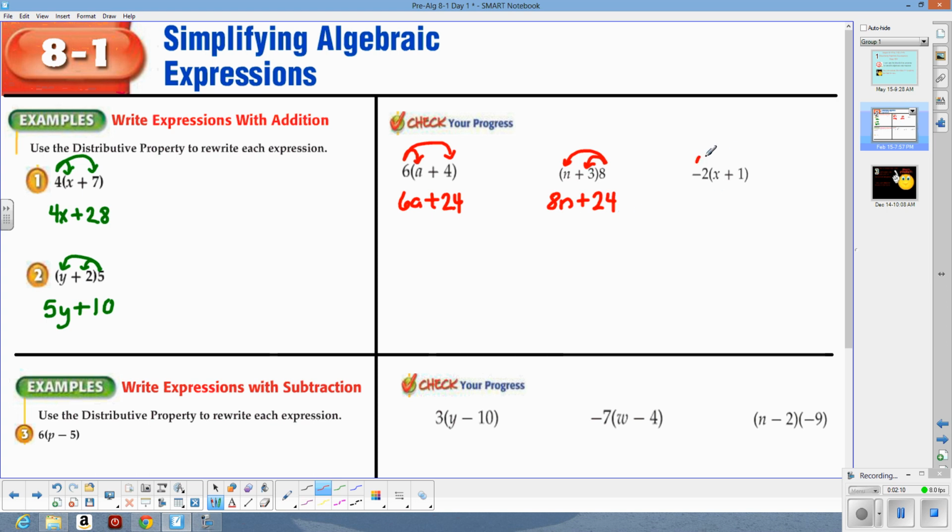Now negative 2 times x is negative 2x. And negative 2 times a positive 1. A negative times a positive is always going to be negative. So 2 times 1 is 2. It's going to be a negative 2. Since it's negative 2, instead of writing plus a negative 2, I'm just going to write minus 2. Because remember, minus 2 is really the same thing as plus a negative 2. But this is a better way to write that.